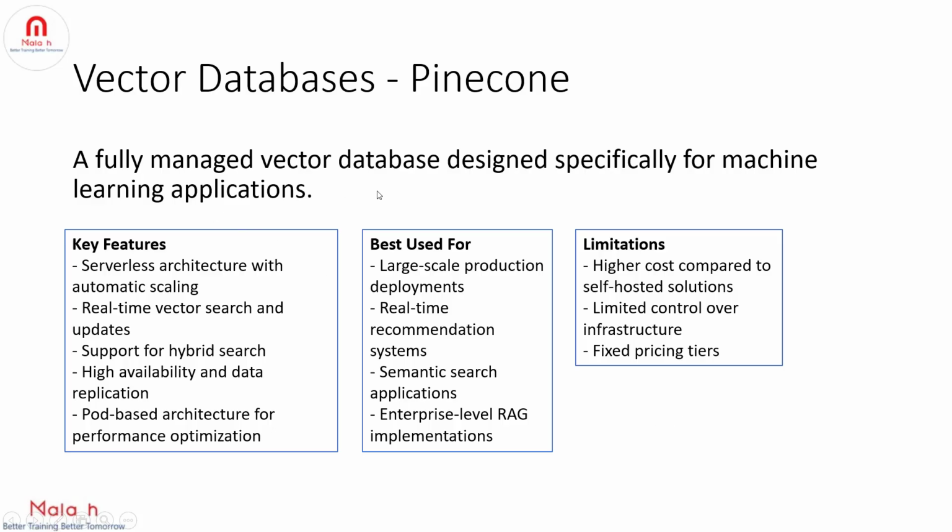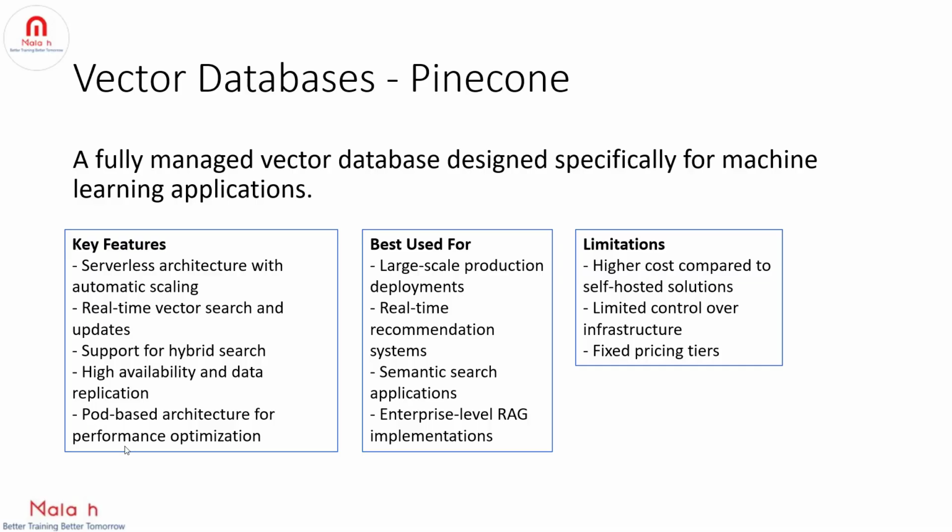Pinecone, this is a fully managed vector database designed specifically for machine learning applications, right? And here I have listed the key features, best used for, and the limitations. So the key features are, it is a serverless architecture with automatic scaling, and we have real-time vector search and updates, and it has support for hybrid search, high availability and data replication, and it also has a pod-based architecture for performance optimization, right? So you know pod, it is a set of one or more containers that share a common network and storage space, right?